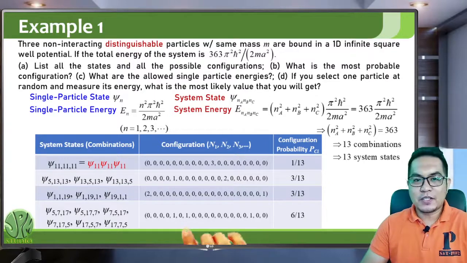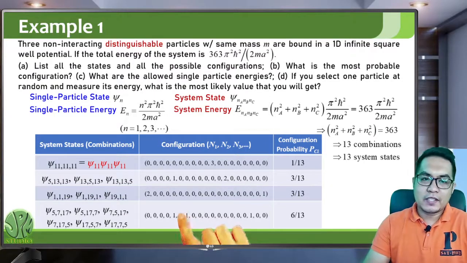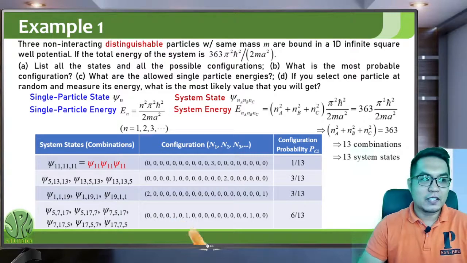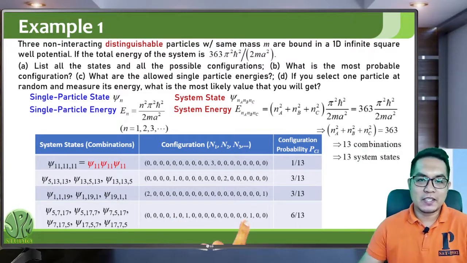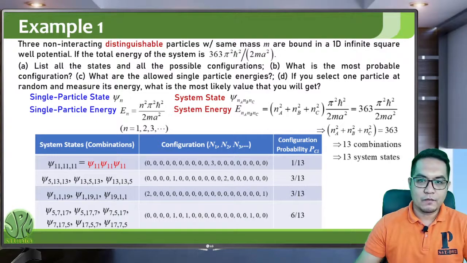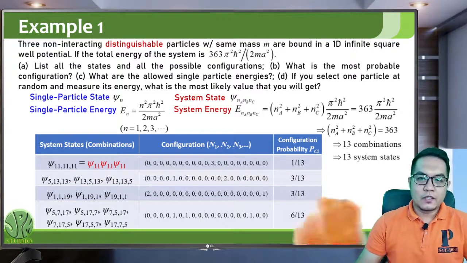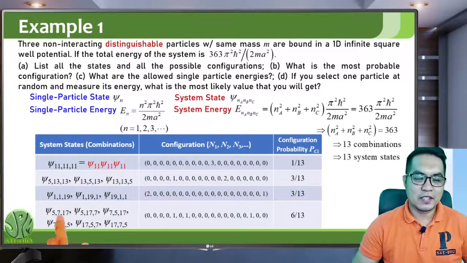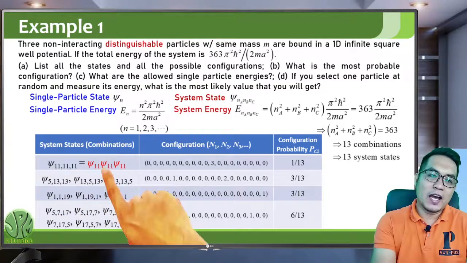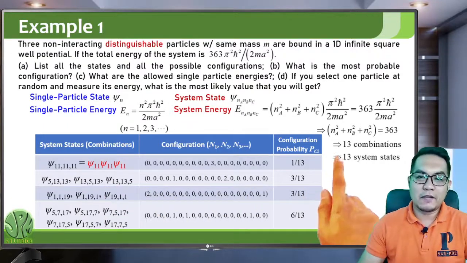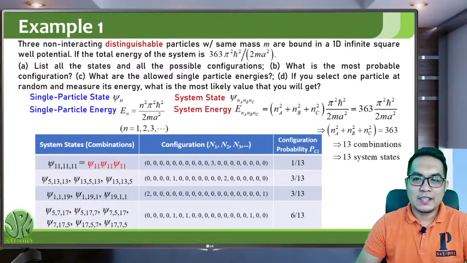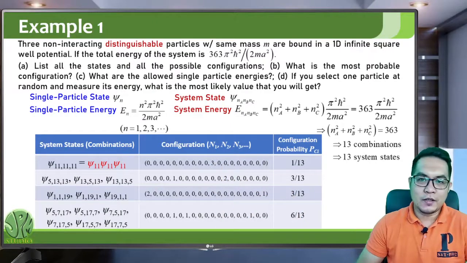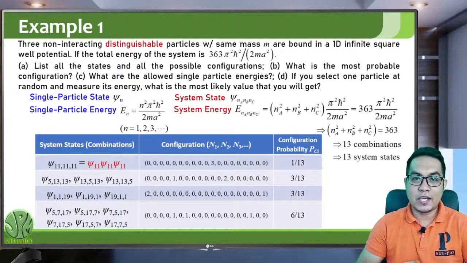The last configuration is when one particle is in state psi 5, another particle is in state psi 7, and the other particle is in state psi 17. So this configuration has 6 possible combinations, or 6 system states. So you have 5, 7, 17, 5, 17, 7, and so on. So all in all, if you add the number of states, you will actually have 13 states corresponding to 4 configurations. So we can now try to find the probability of the system being in that configuration.